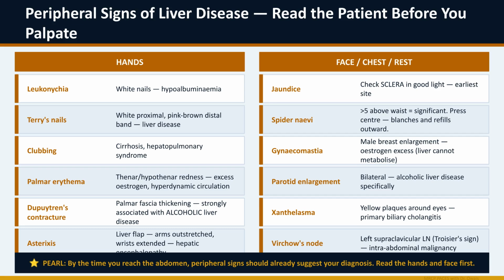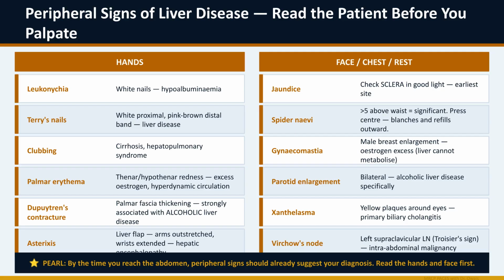Face, look for jaundice in the sclera. Always check the sclera in good light, pulling the lower lid down. Xanthelasma, yellow plaques around the eyes, suggests hypercholesterolemia, seen in primary biliary cholangitis. Parotid enlargement, bilateral, a sign of alcoholic liver disease and also seen in cirrhosis from other causes.